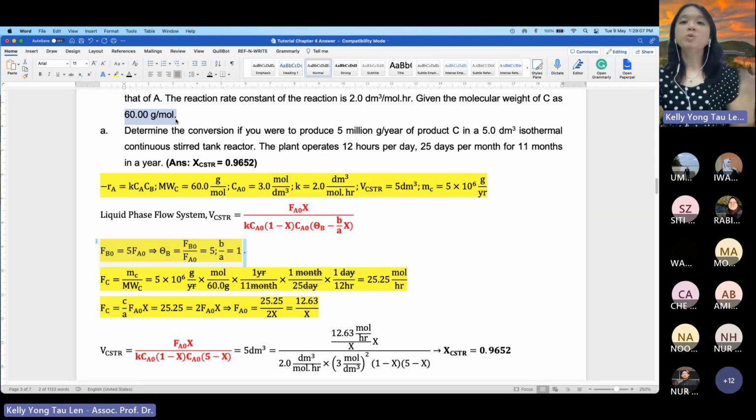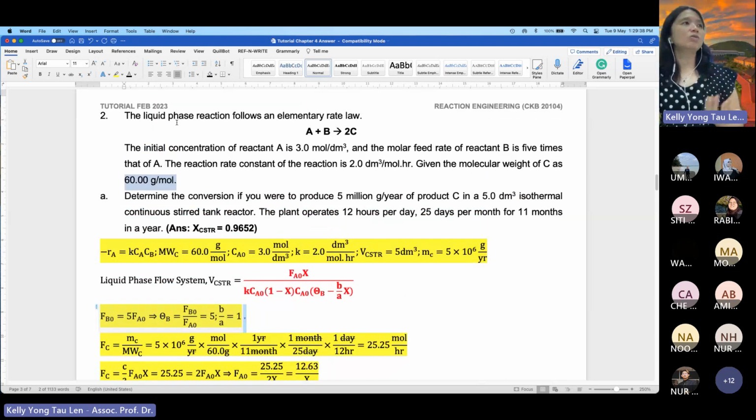But apa unit FC? Sebab FC ni molar flow rate kan, mole per time. Okay lah, unit mole tu kita dah tahulah, kita nak mole. Tapi time, kita ada time unit banyak kan? Hour, second, minute. How do we know what unit time yang kita nak convert? Sebab kita ada yang initially adalah kg per, gram per year. Saya nak tukar kepada mole per, kepada apa? Mole per year ke? Mole per hour ke? Mole per minute ke? Mole per second?